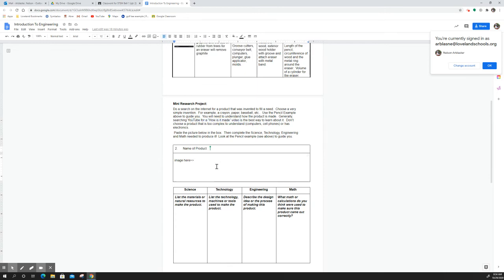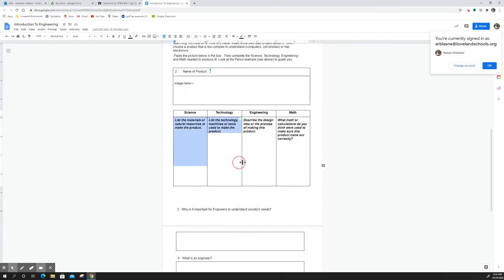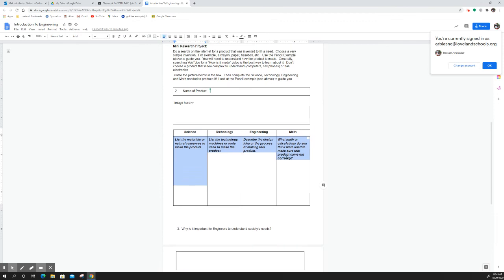Paste the image of your product here, and then you're going to complete this chart here just the way I did for the pencil, but you're going to do it on your product. I've got kids doing, like I mentioned, a crayon. I've got kids doing basketballs. Everyone chose kind of what they wanted to do.